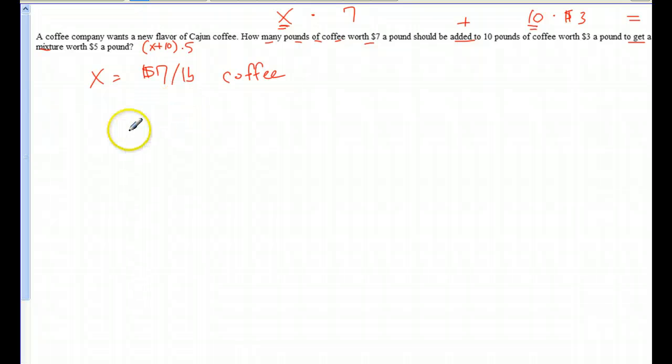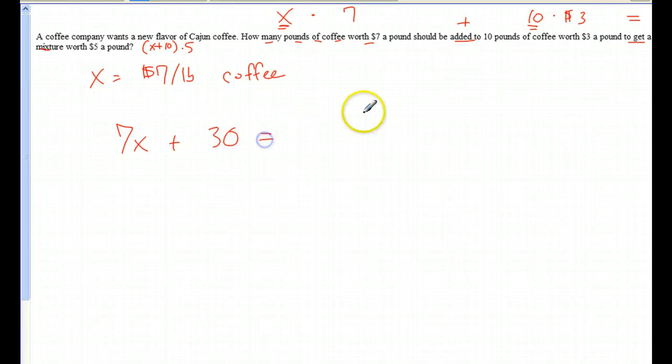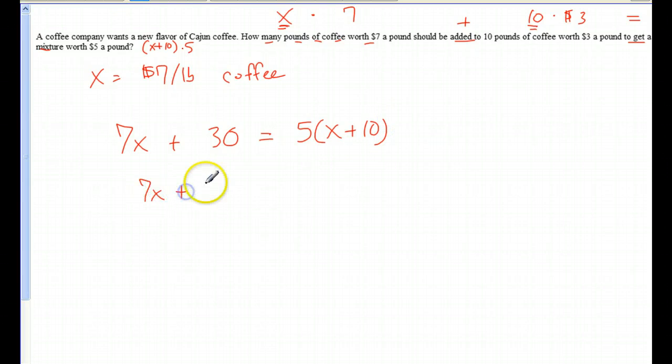Instead of writing X times 7, I'm going to write it 7X plus 10 times 3 is 30, equals 5 times X plus 10. I'm just putting the number in front of the parentheses. Alright, distribute on the right side to get rid of the parentheses. 5X plus 50.